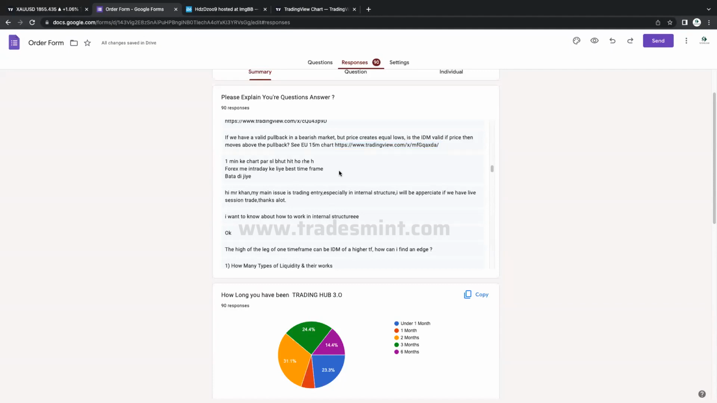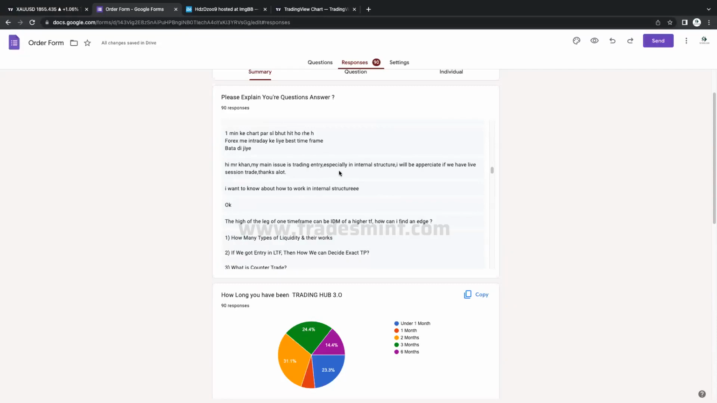Use 1 hour and 5 minutes, it will be better. Don't use 1 minute. If you are not able to trade on a 1 minute, then you don't need to trade 1 minute. Simply you can switch to 1 hour and 5 minutes.